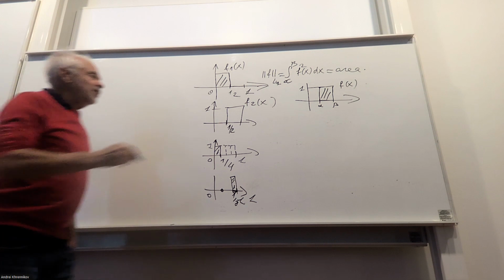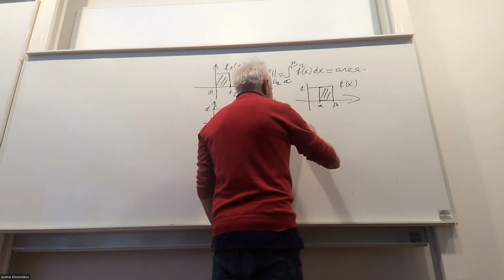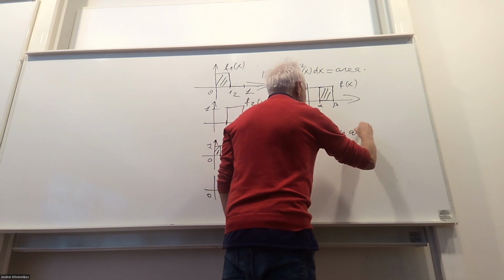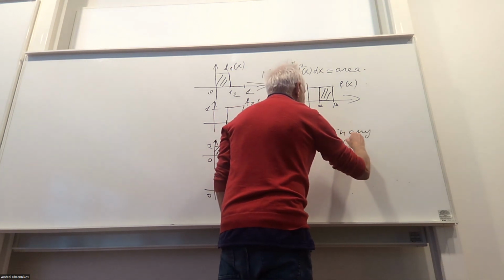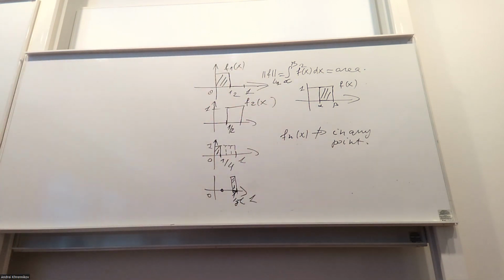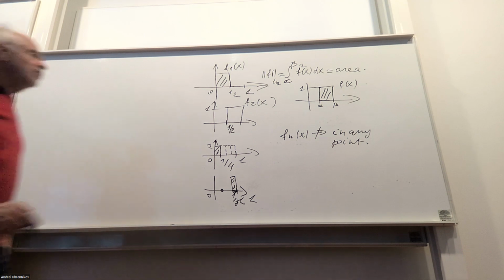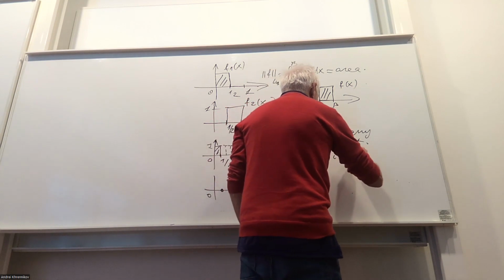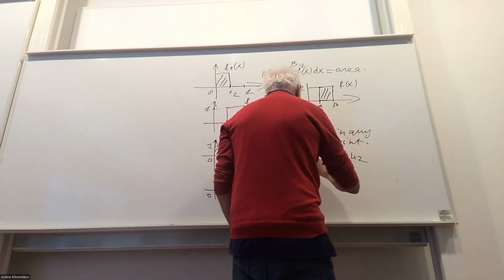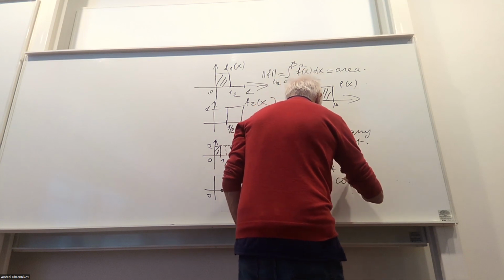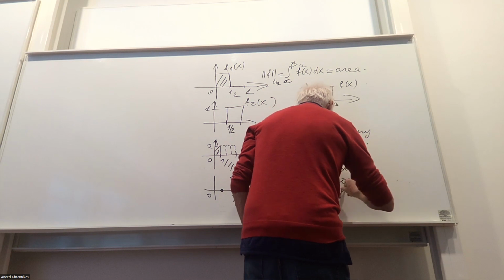So fn(x) does not converge at any point, because it's either 0 or 1, then again it is 0, and again it is 1. But the area goes to 0, so fn goes to 0 in L2, but it does not converge pointwise.